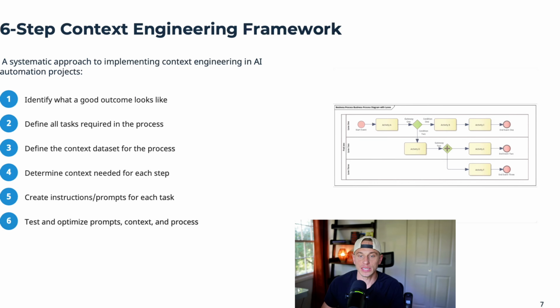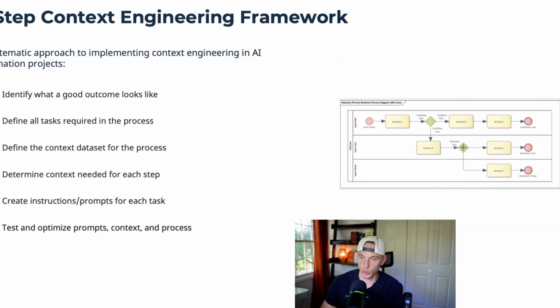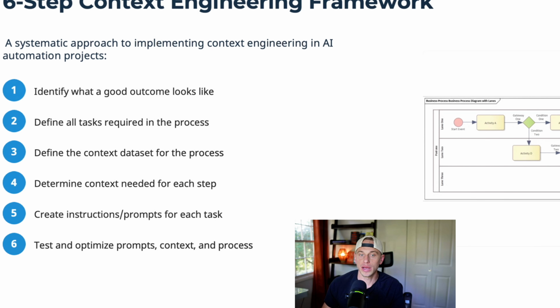So I have put together a 6-step context automation framework, and it really is simple, but essentially it's just a systematic approach to using AI automation with context engineering. First thing you have to do is identify, what does a good outcome look like? What results are we happy with? When I was writing SOPs for my team back in the day, one thing I would do is definition of done. So this task is not done unless this has happened. Whatever this is, you decide.